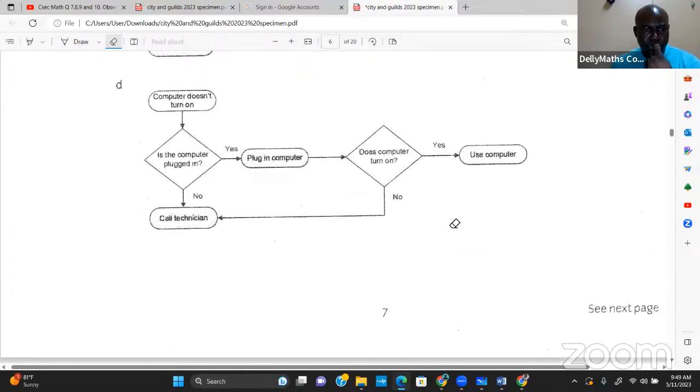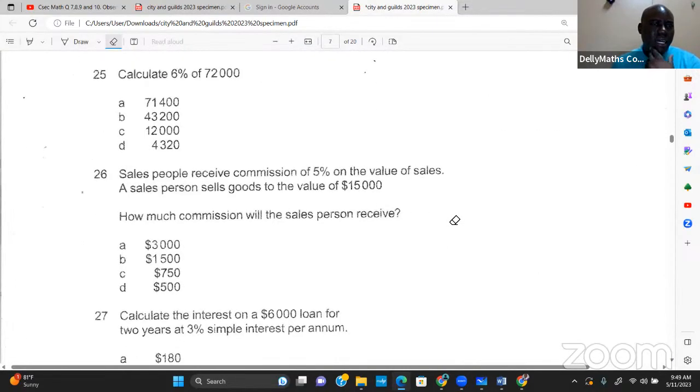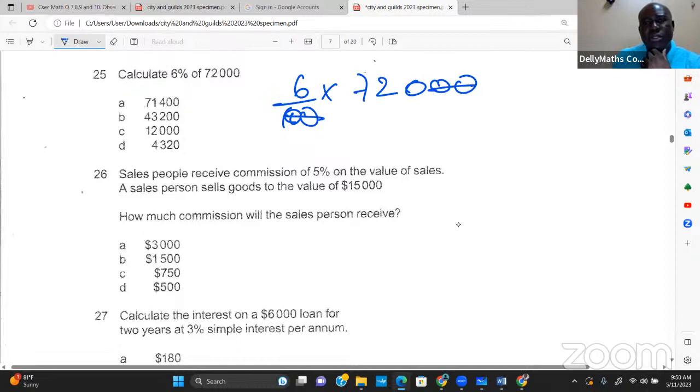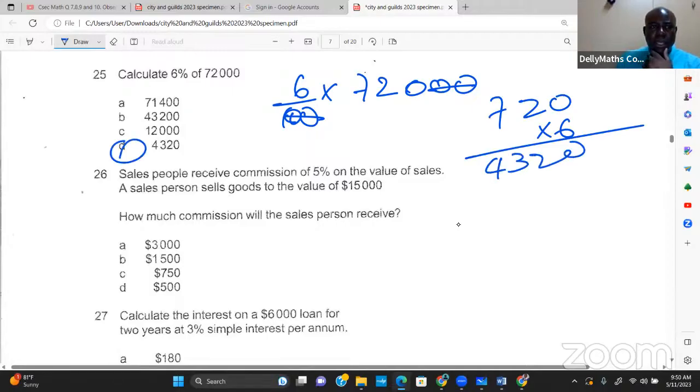All right, let's go. Calculate 6% of 72,000. 6 over 100 times 72,000. 2 zeros cancel 2. So now you're multiplying 720 by 6. You have to set up this for yourself. You work that out, you will get 4320. So those multiplication skills, you have to work on your times tables for that, definitely.